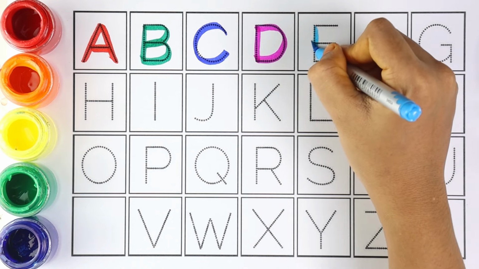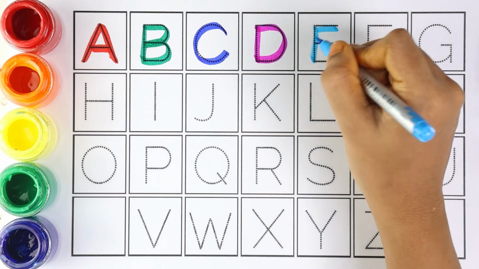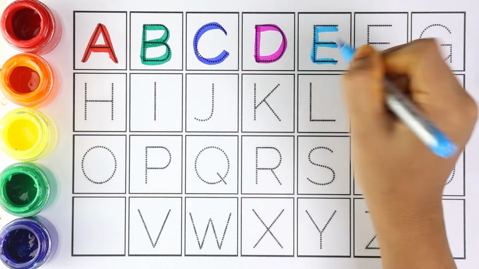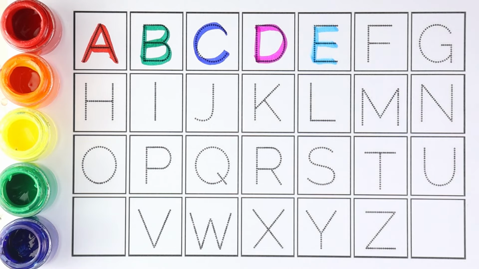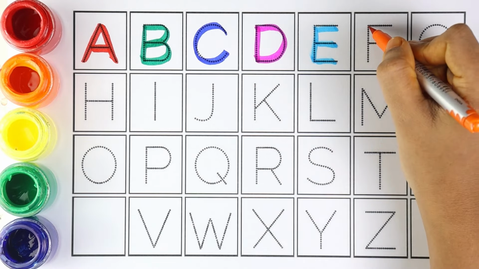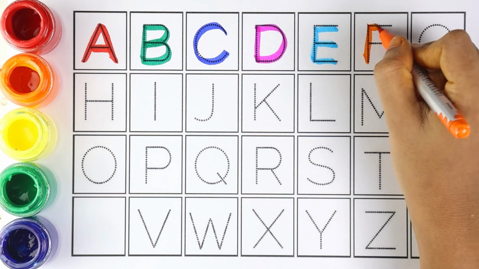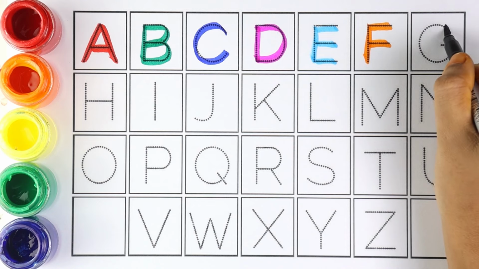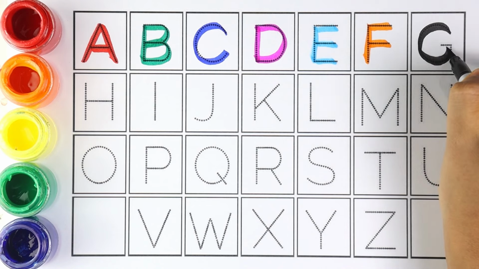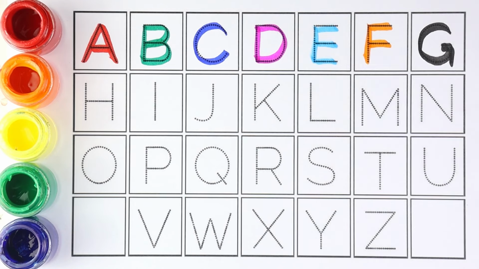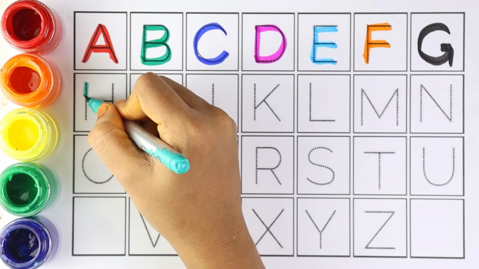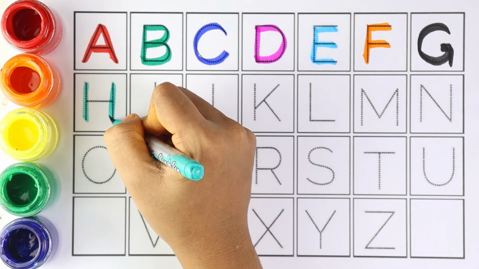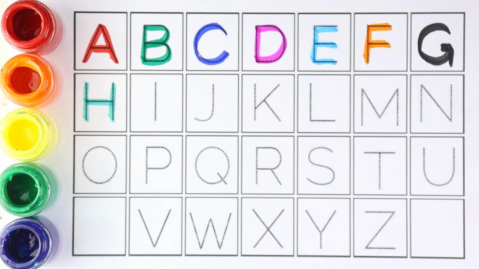E. E for elephant. E for egg. Which letter is this? E. F. F for fish. F for frog. G. G for goat. G for giraffe. H. H for house. H for horse.